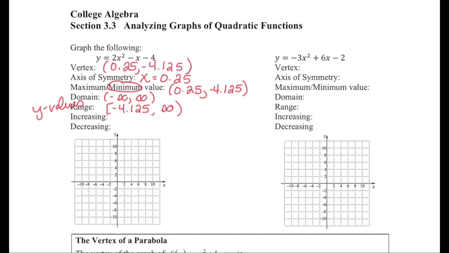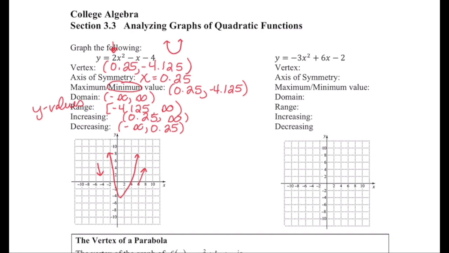And since our graph looks something along these lines here, we were decreasing from negative infinity to 0.25. At the vertex, we switched, and from 0.25 to infinity, we were increasing. And notice that our a value was positive, so we are a smiley face with our parabola.